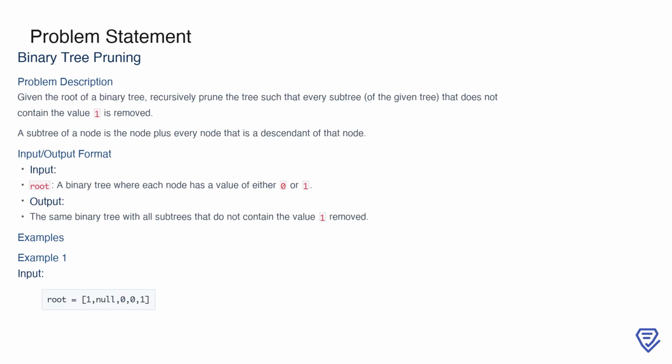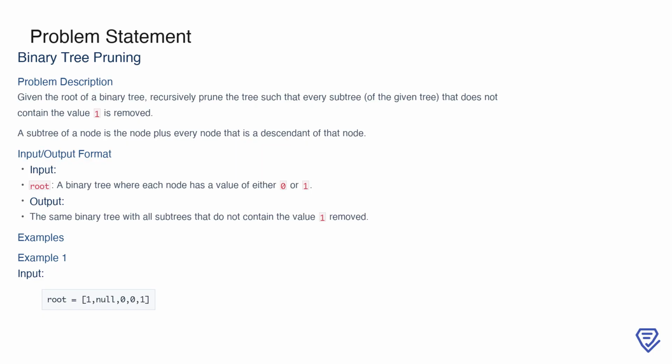In this problem, we are tasked with pruning a binary tree based on a specific condition. The condition is that any subtree that does not contain the value 1 must be removed. A subtree, in this context, includes a node and all of its descendants. For the input, you're given the root of a binary tree where each node has a value of either 0 or 1. The output is the same binary tree, but with all subtrees that fail to meet the condition removed.